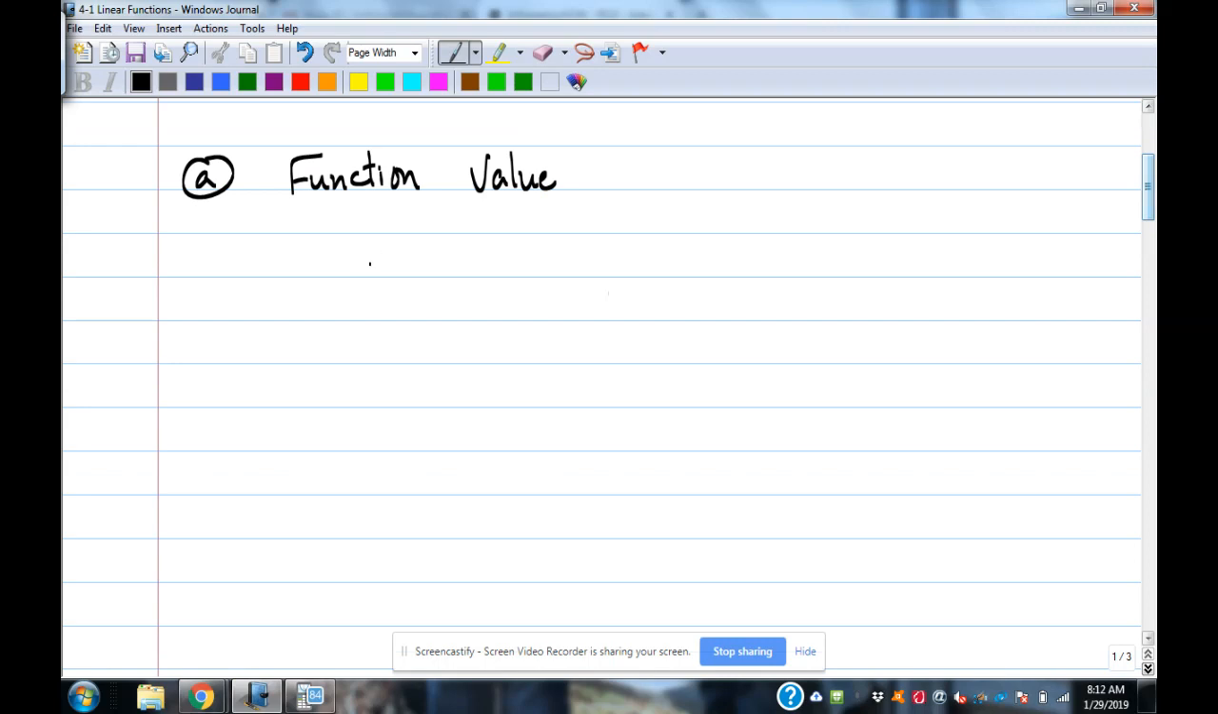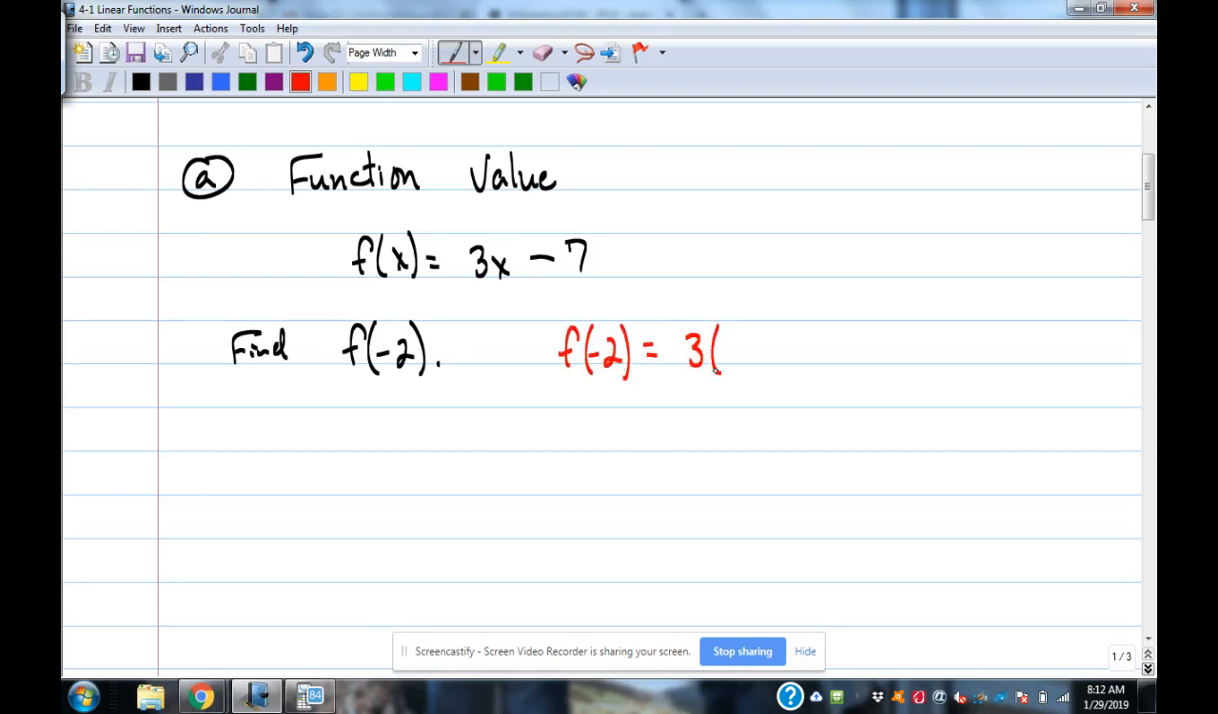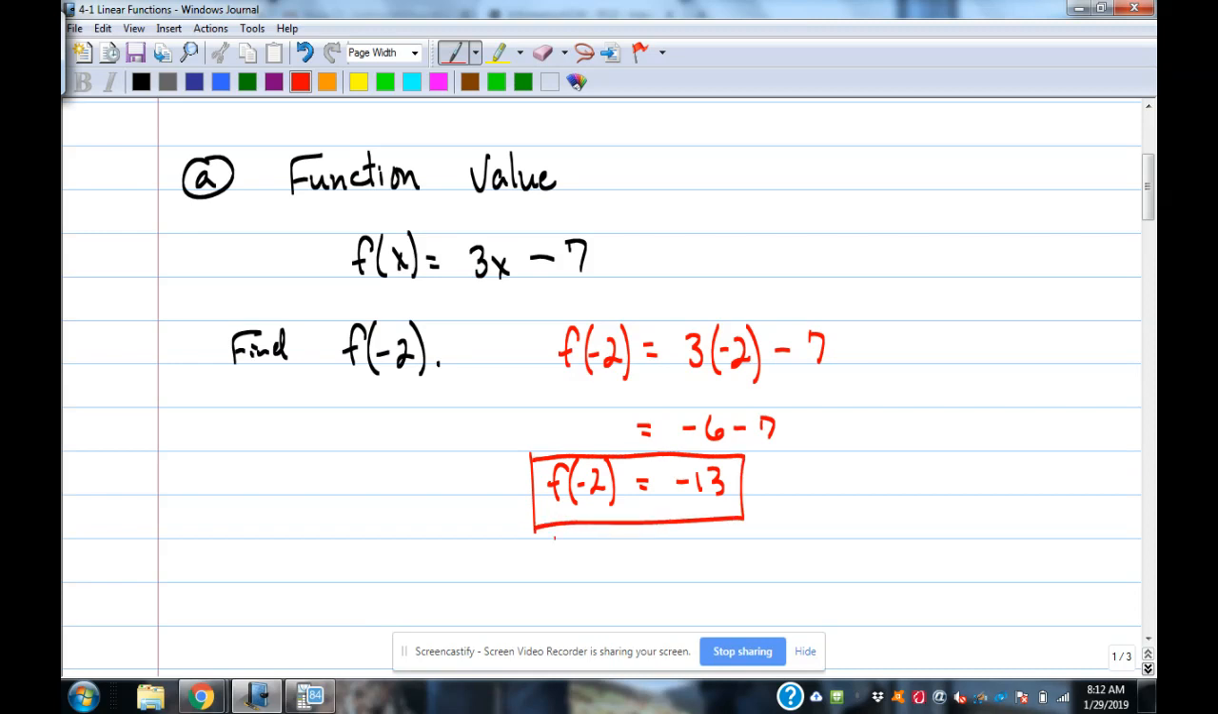Let's say we had the function f of x is equal to 3x minus 7, and they want us to find f of negative 2. What does that mean? F of negative 2 means plug negative 2 in for x. That'd be negative 6 minus 7, which is negative 13. So f of negative 2 is negative 13.